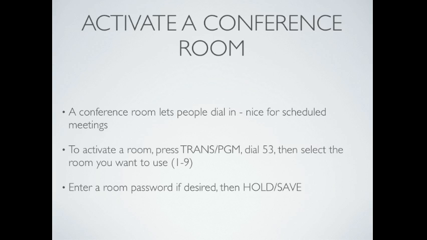To activate a conference room, which lets people dial in, you'll press Trans Program, dial 53, then select the room you want to use, which is 1 through 9. You may enter a room password if desired, then press Hold Save.